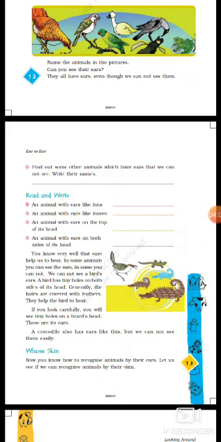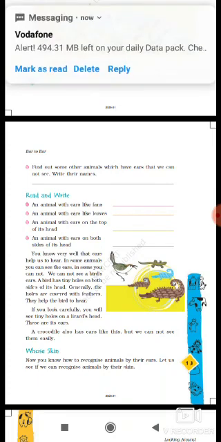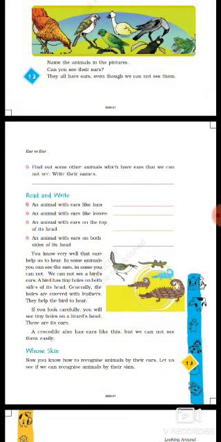You know very well that ears help us to hear. In some animals you can see the ears, in some you cannot. We cannot see a bird's ears. A bird has tiny holes on both sides of its head. Generally, the holes are covered with feathers. They help the bird to hear. If you look carefully, you will see tiny holes on a lizard's head. These are its ears. A crocodile also has ears like this, but we cannot see them easily.